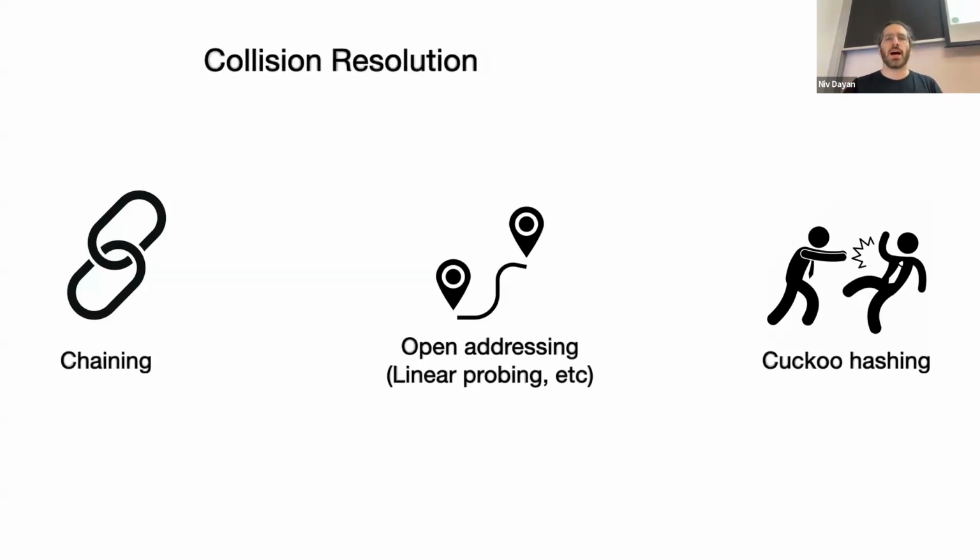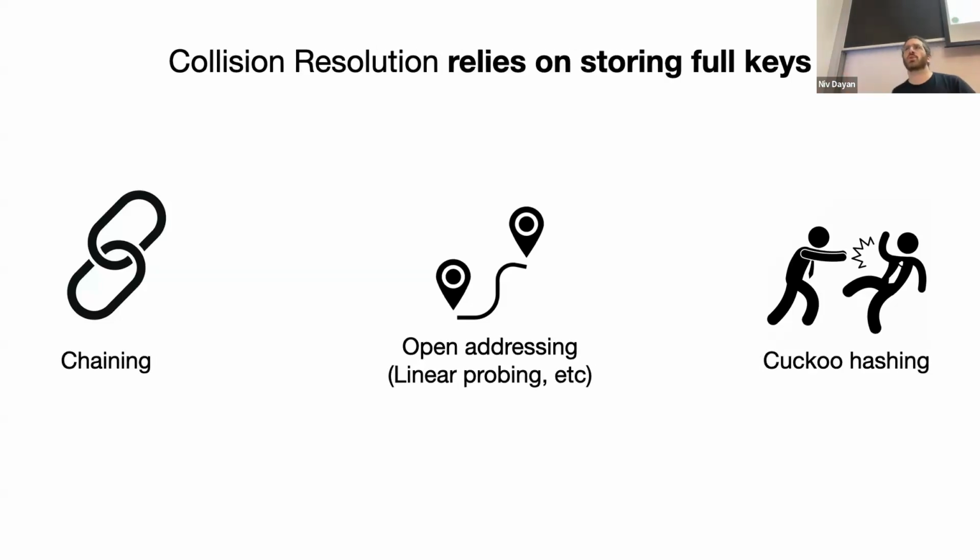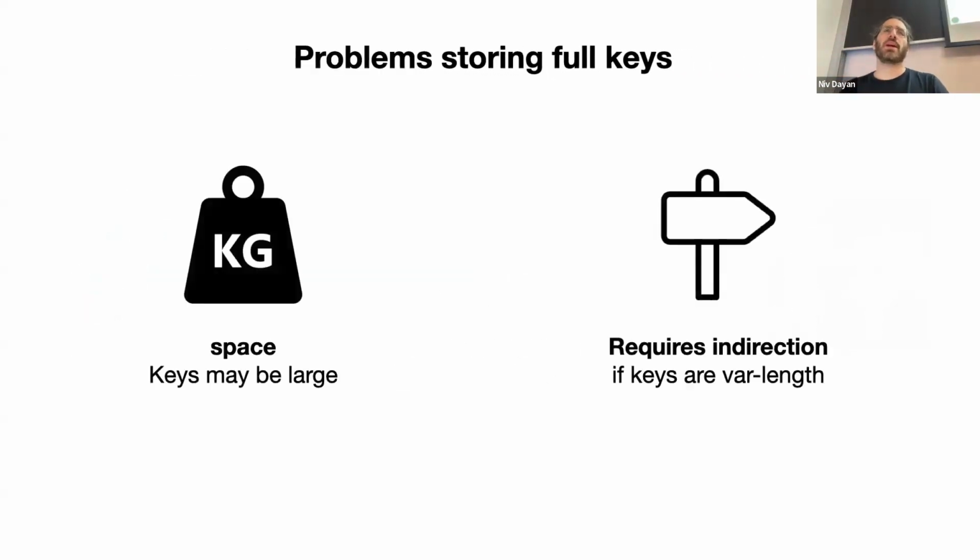Anyways, all of these collision resolution strategies rely on having access to the actual keys, right? Because they move keys around different positions, and so when you're doing a query, you have to check a bunch of positions. But because you don't exactly know where the collision resolution strategy has placed each key, you have to have the keys themselves to actually know that you've reached the element that you're trying to find.